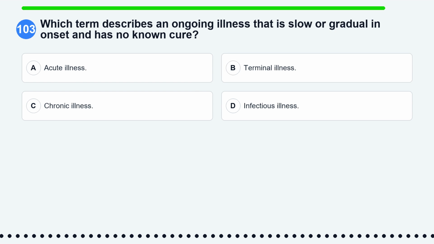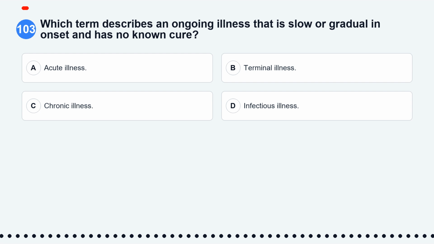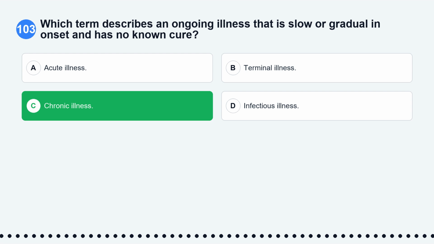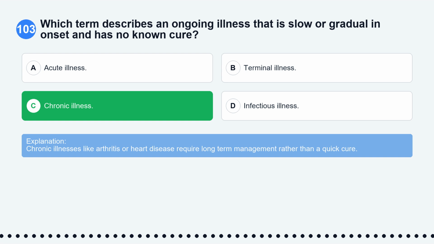Question 103. Which term describes an ongoing illness that is slow or gradual in onset and has no known cure? Option A, acute illness. Option B, terminal illness. Option C, chronic illness. Option D, infectious illness. The correct answer is option C, chronic illness. Chronic illnesses like arthritis or heart disease require long-term management rather than a quick cure.